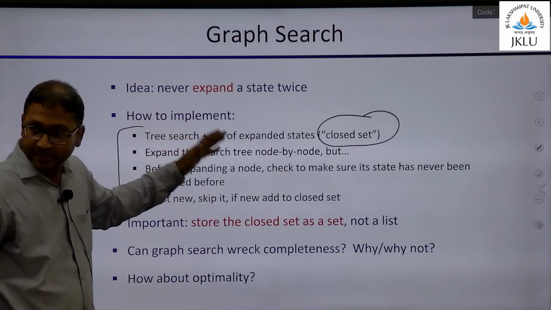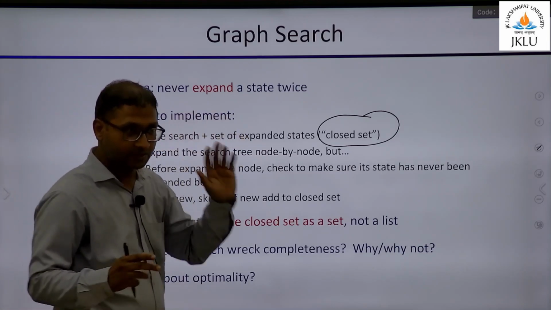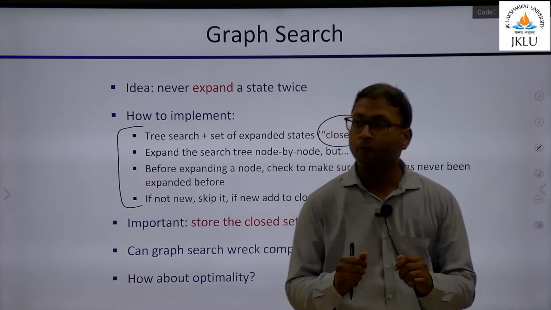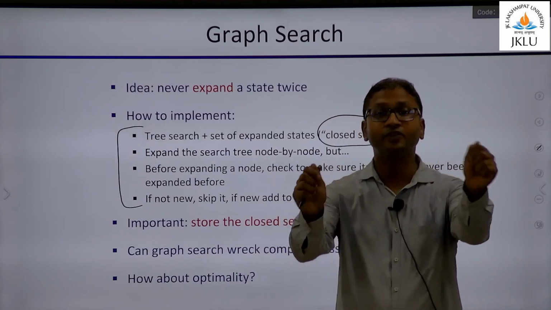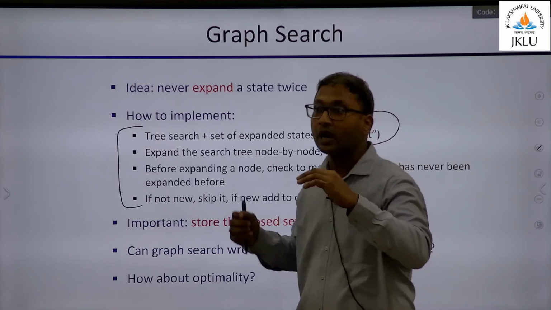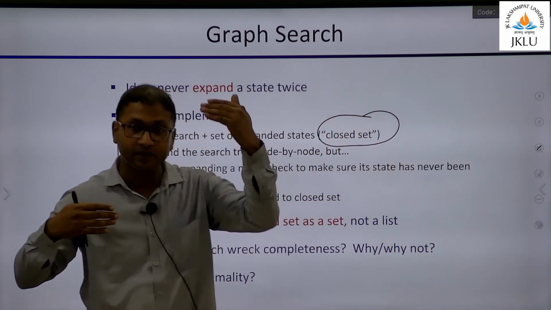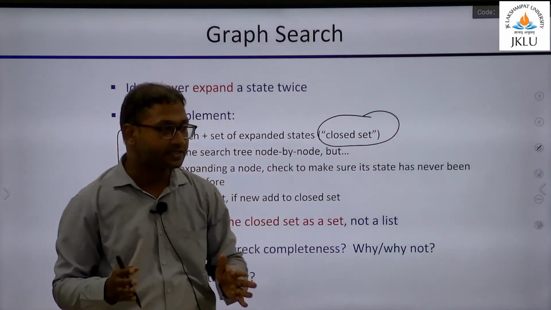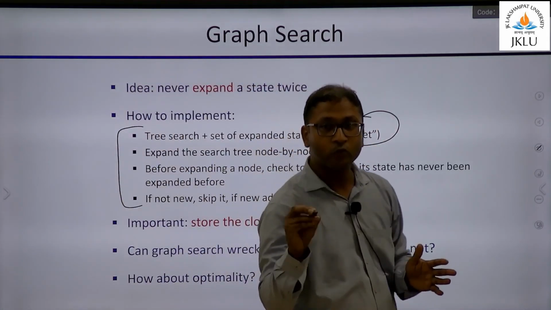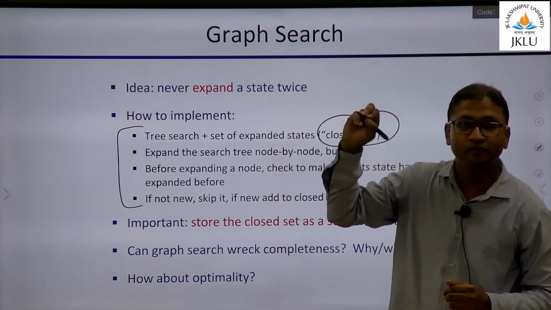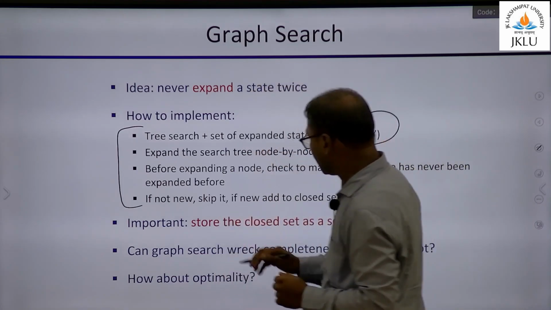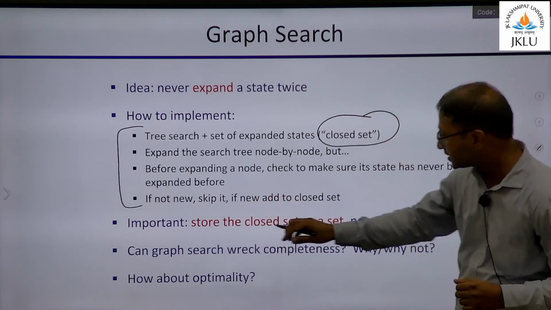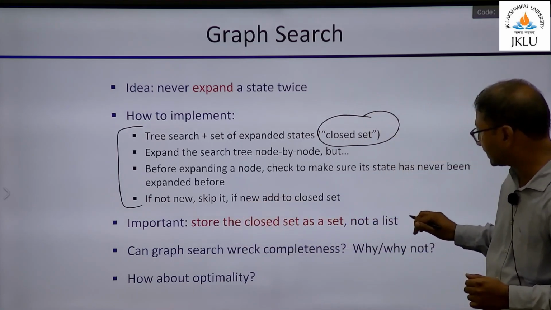So what is this set in our case? This is our fringe now, right? So what had we done until now? Until now we had not put any restrictions on how we were putting things inside the fringe. Everybody was a candidate. Now what we are saying is you have to be cautious about what you put inside the fringe. Here there is a note: store the closed set as a set, not as a list.